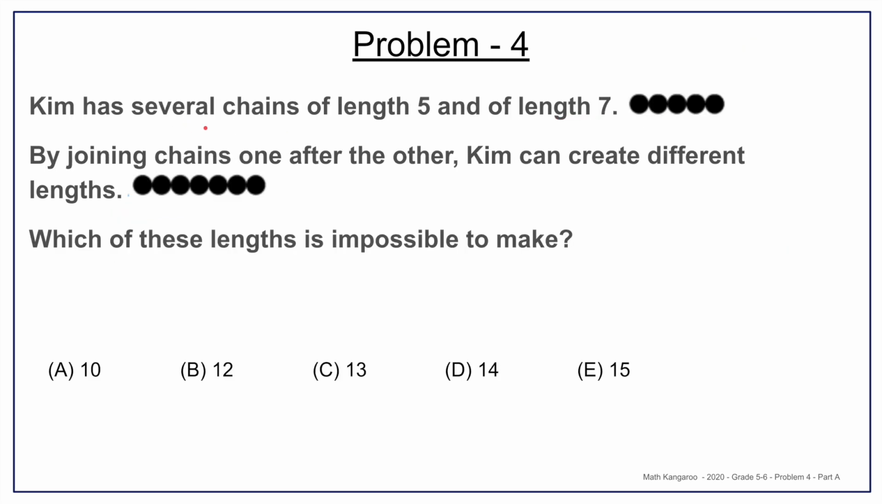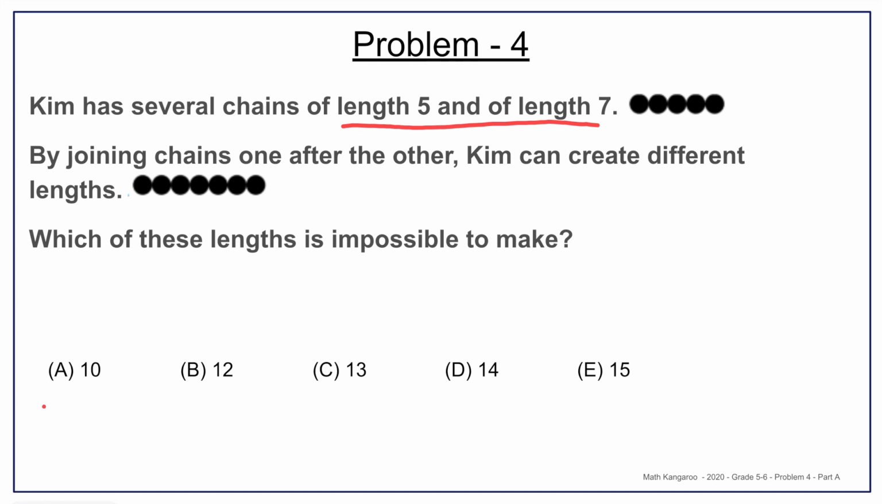Problem 4. Kim has several chains of length 5 and of length 7. So this is a chain of length 5. By joining chains one after the other, Kim can create different lengths. Which of these lengths is impossible to make? These are our options. So we have to find out which chain is impossible to make. Kim can connect as many chains as she wants, one after another, to make a longer chain. We will go through each option and see which one is impossible.